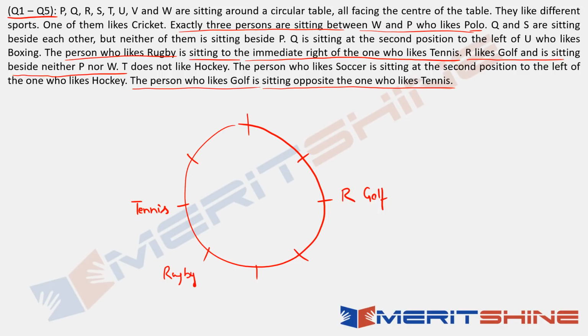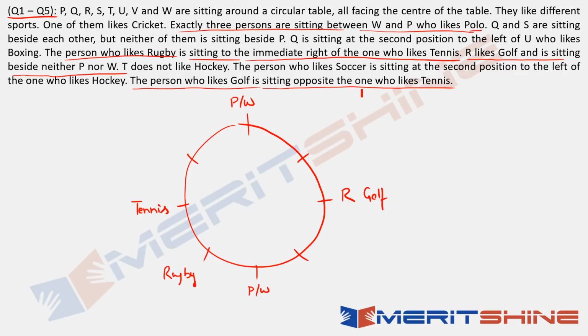Now we'll use this statement. R likes golf and is sitting beside neither P nor W. So P or W cannot come here. P and W are diametrically opposite positions. So it means that these are the possibilities for P and W. There is nothing else that can happen. So this is P, W, and this is P, W. They'll interchange positions here.